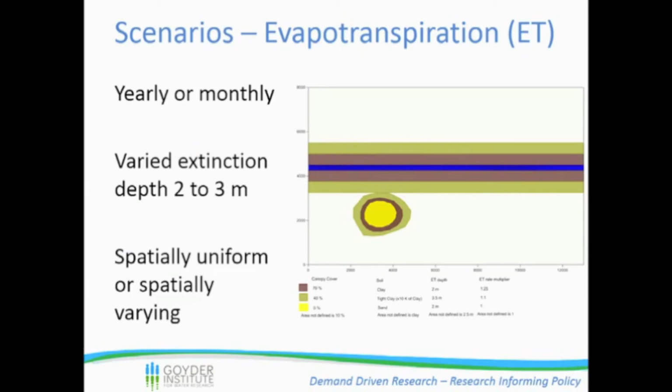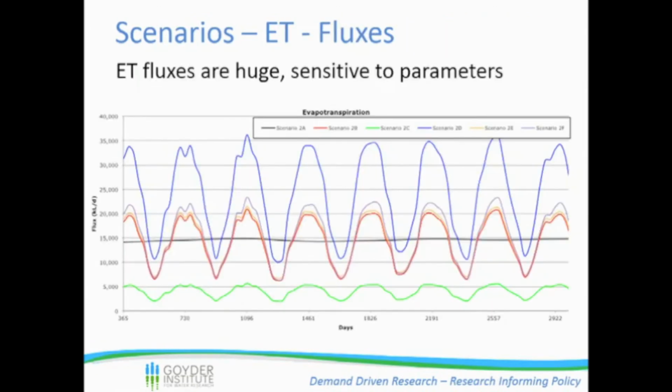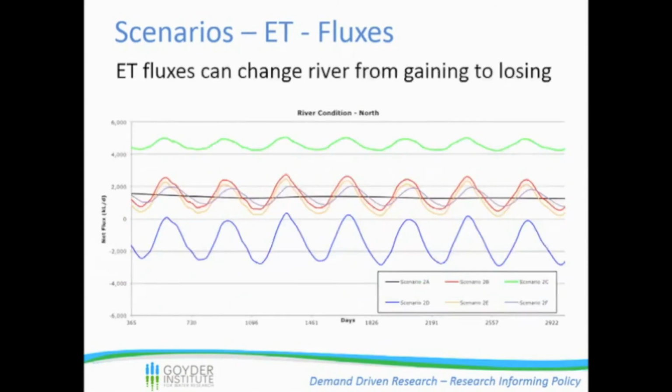So I'll just briefly say we're doing something similar to evapotranspiration, and also looking at its sensitivity to the parameters we give, not varying it hugely, and spatially uniform versus spatially varying. And that just shows essentially that evapotranspiration is absolutely critical, both spatially and temporally, very sensitive to the parameters. In fact, it can change your river from gaining to losing with just a fairly small tweak. So understanding evapotranspiration is unfortunately very complicated, but very necessary.